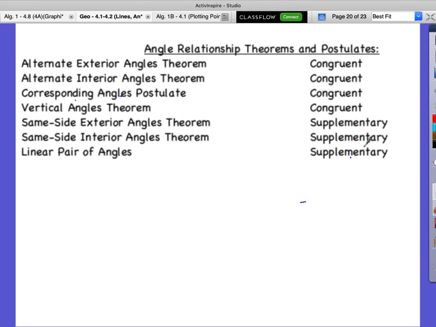I'm going to put a star by two of these: a star by vertical angles theorem and a star by linear pair of angles. I recommend you do the same. What does this star mean? This star means that these are always true. Those two are always true. When are the other five true? They're true only when two parallel lines are cut by a transversal. Those two, though, are 100% of the time true regardless.